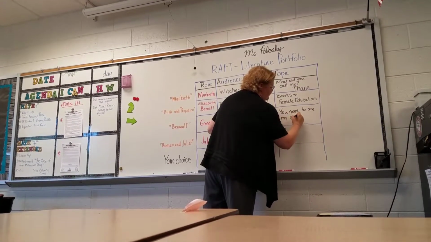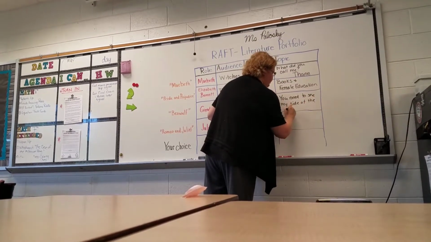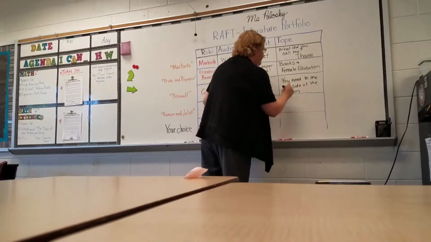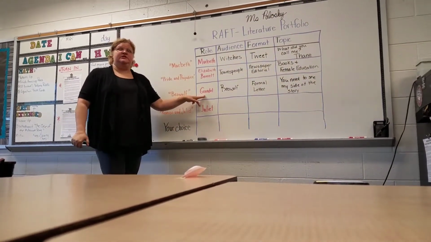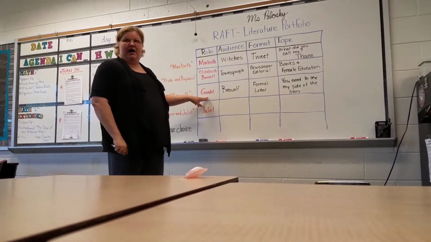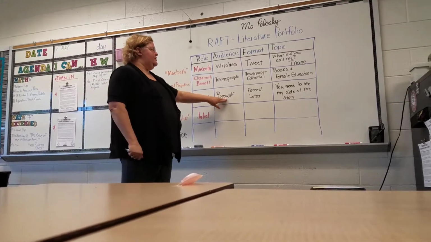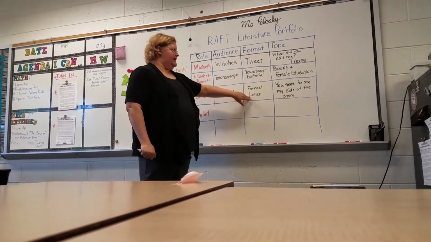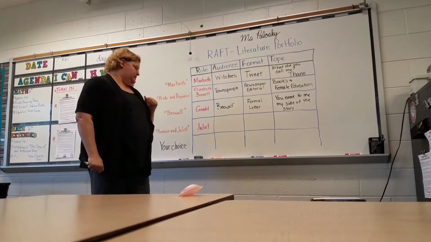So in this formal letter to Beowulf, Grendel is going to write about his side of the story, why he is the way he is, why he treats people the way he does, his relationship with his mom, okay? So his role, again, is to write to Beowulf in the form of a letter, and his topic is you need to see my side of the story.